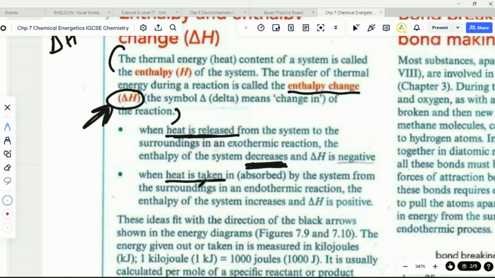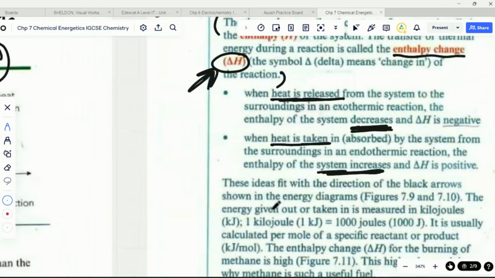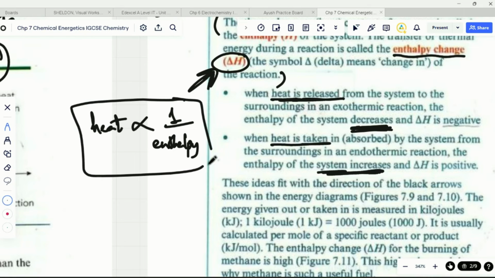When heat is taken, the enthalpy increases. Can I say that the heat energy and the enthalpy are inversely proportional to each other? Yes or no? If I say the more the heat is released, the lower will be the enthalpy change. Yes or no?